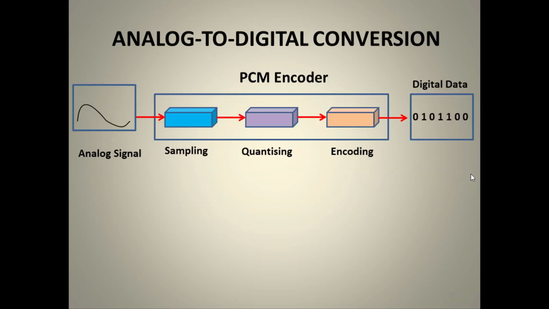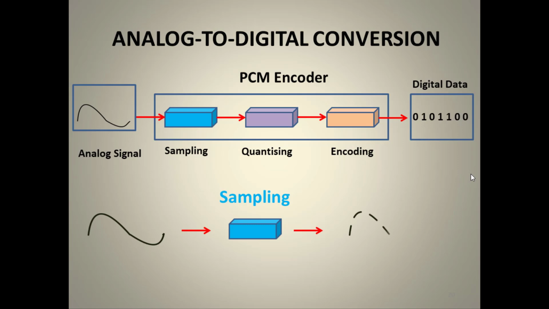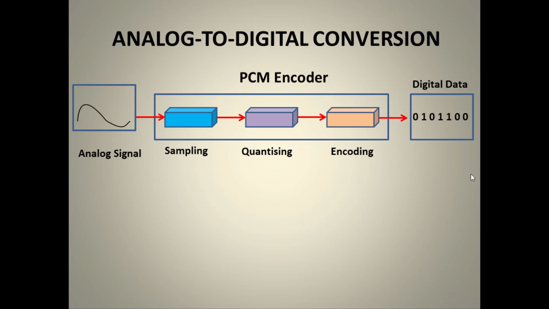Let us now understand the working of each component of the PCM encoder. The first operation is sampling. What happens in sampling? The analog signal is passed through a sampling circuit, called a sample and hold circuit. This sample and hold circuit chops the signal, breaking it into a number of pulses. As we can see on the right side, the signal is broken. Then this signal is given to the quantizing circuit, the quantizer.